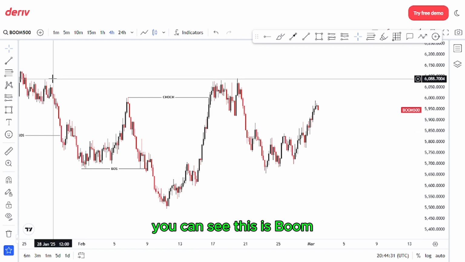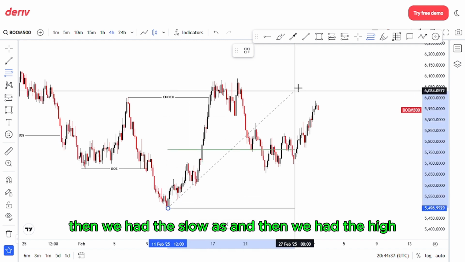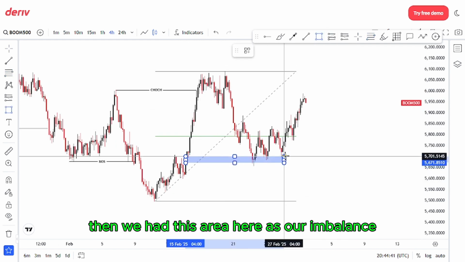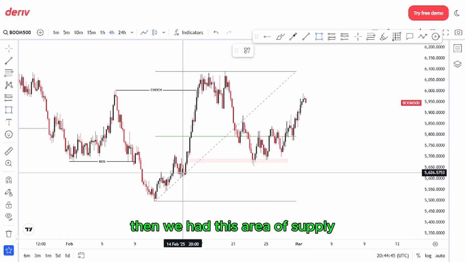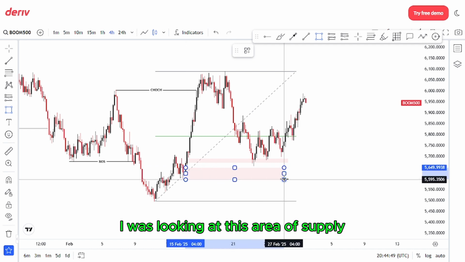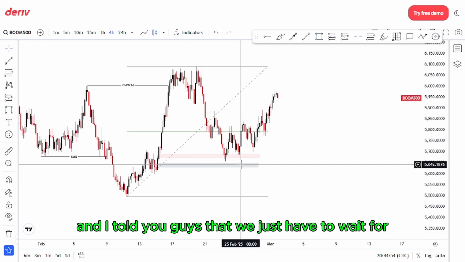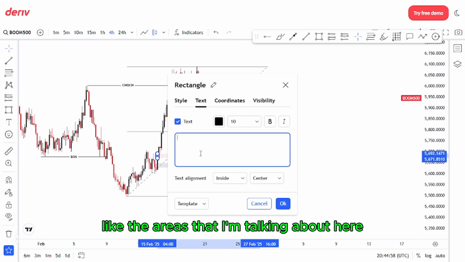You can see this is Boom 500 and everything went to a T just because we had a change of character. Then we had this low, and then we had the high, then we had this area here as our imbalance, like we talked in the video. Then we had this area of supply. As you can see from this point, I was looking at this area of supply, and I told you guys that we just have to wait for a change of character. So let me just draw out the areas that I'm talking about here.